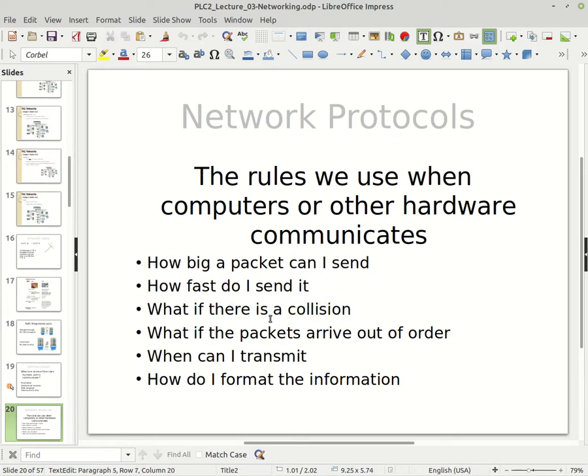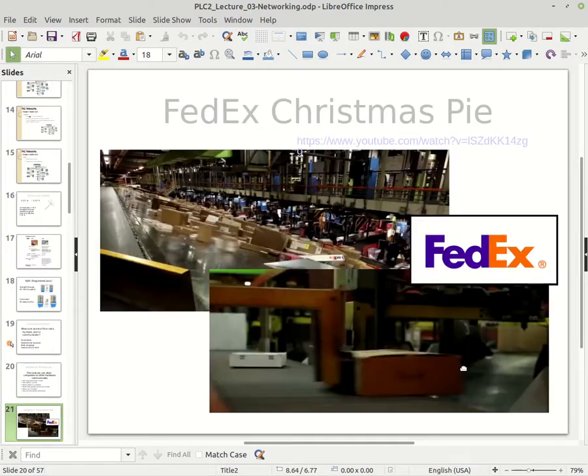at the same time. That's kind of what they consider a collision. Two different devices on the network are trying to transmit at the same time. What do you do about that? So these are all rules that have to be addressed. And so the protocols, depending on which protocol you're using, they have set rules to address these issues.